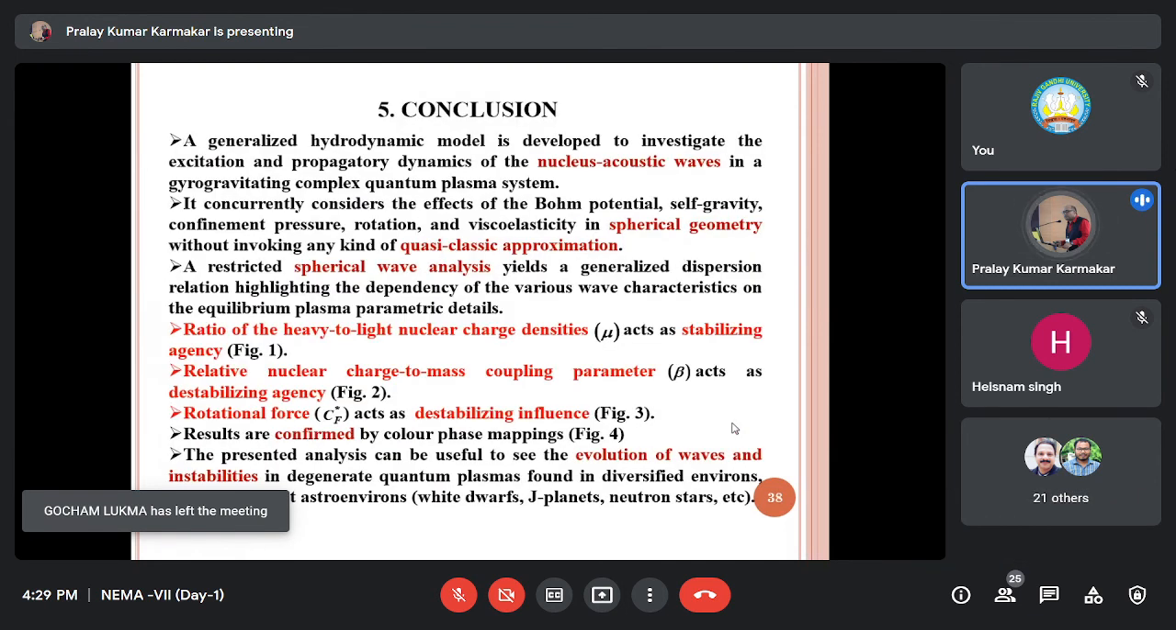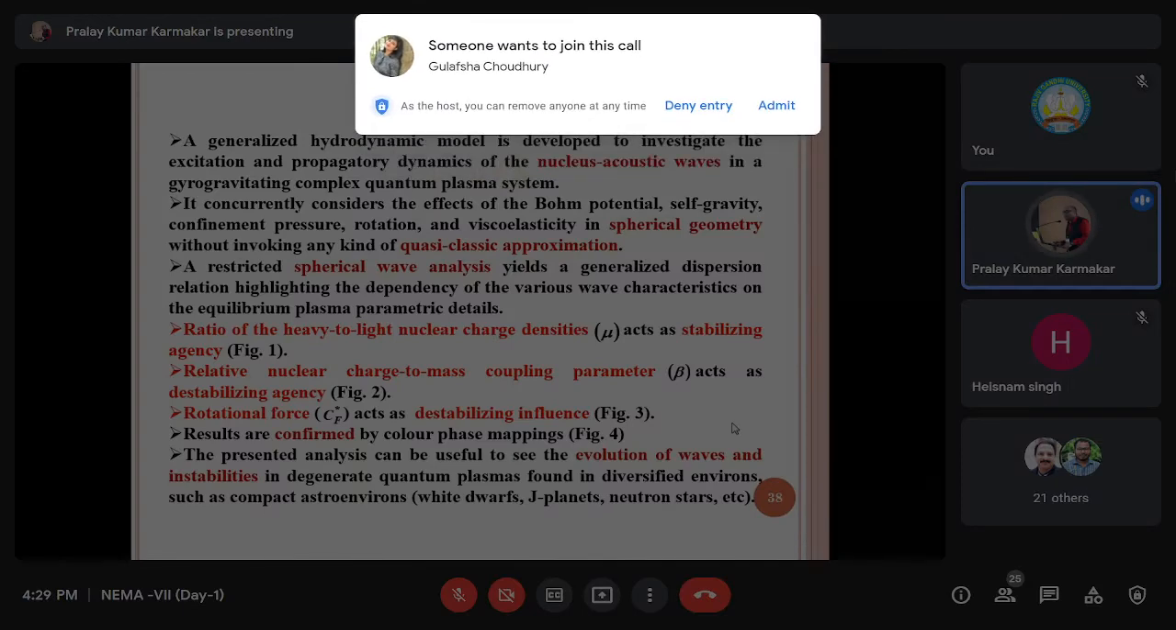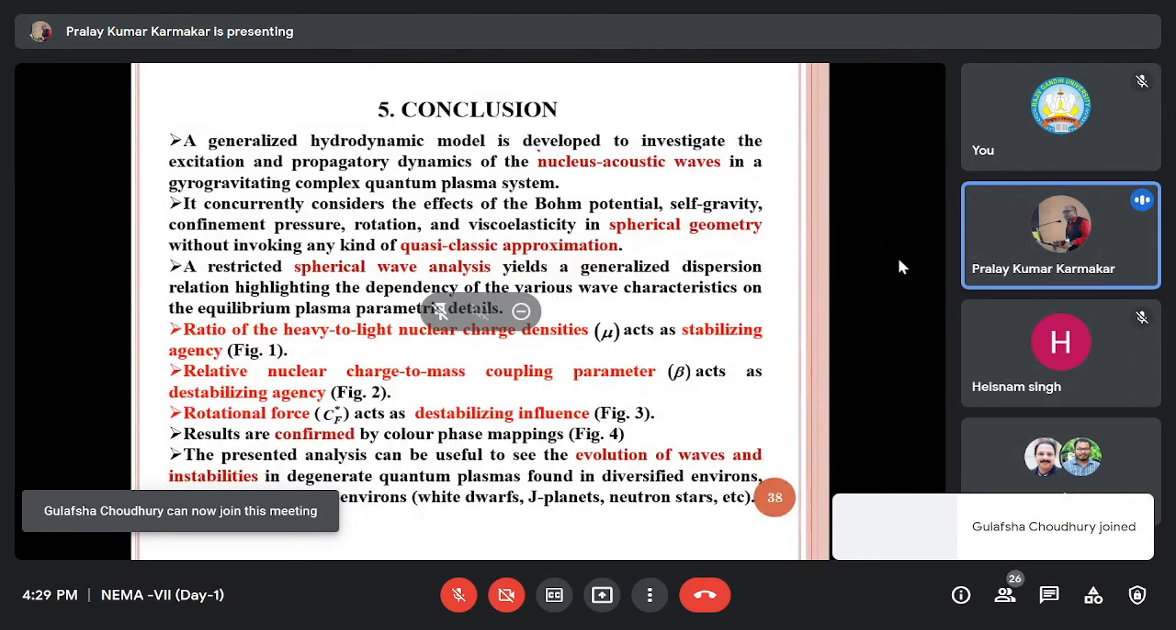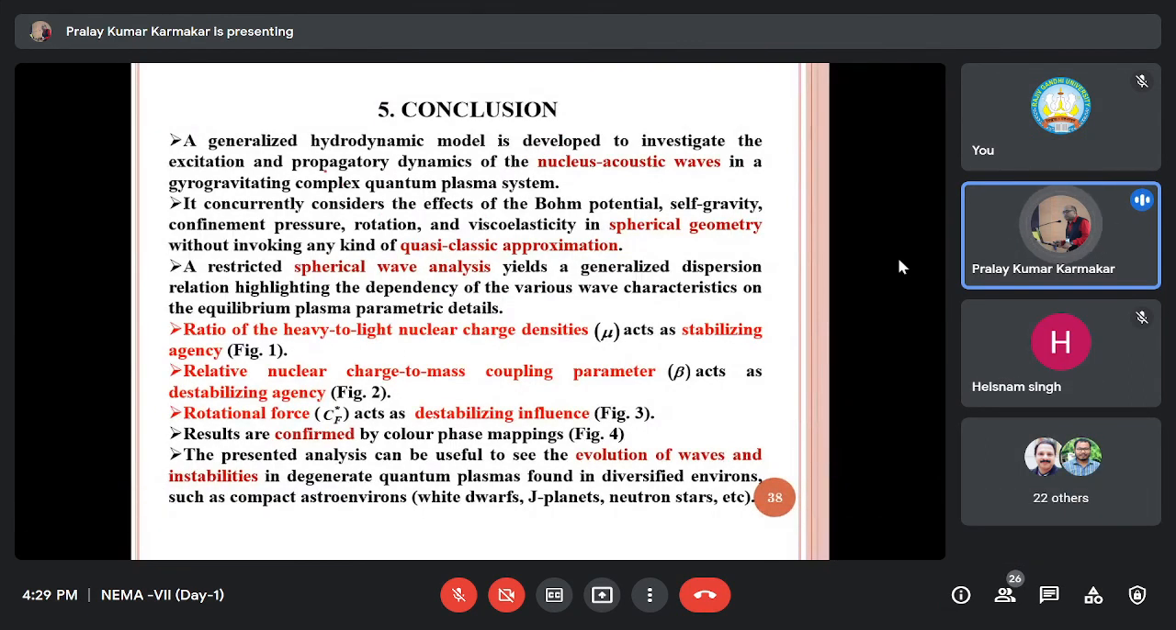So what are the main conclusions we have derived? First of all, a generalized hydrodynamic model has been developed for the first time to investigate the excitation and propagatory dynamics of nucleus acoustic waves in a gyrogravitating complex quantum plasma system resembling that inside the core of white dwarfs. Then again, it concurrently considers the effects of Bohm potential, self-gravity, confinement pressure, Coriolis rotation, viscoelasticity in a spherically symmetric geometry without invoking any kind of quasi-classic approximation.